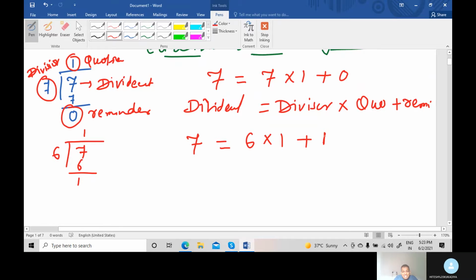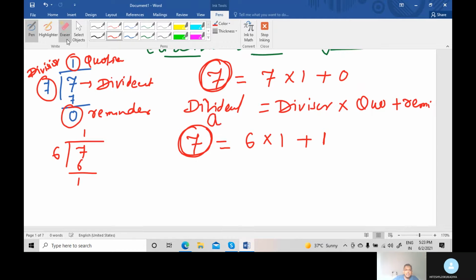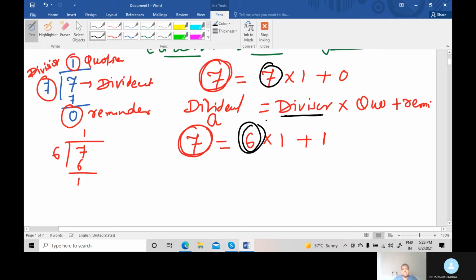Okay. What is our concept? We explain here. This one is a positive integer, you can say A. The divisor is called B. The quotient is called Q. And the remainder is called R. You observe, we explained this type of example with 6 and 7 here. And observe, what is the remainder?